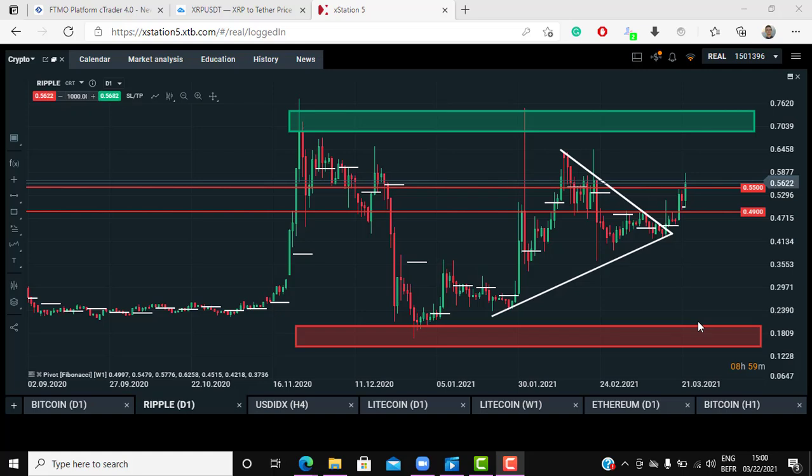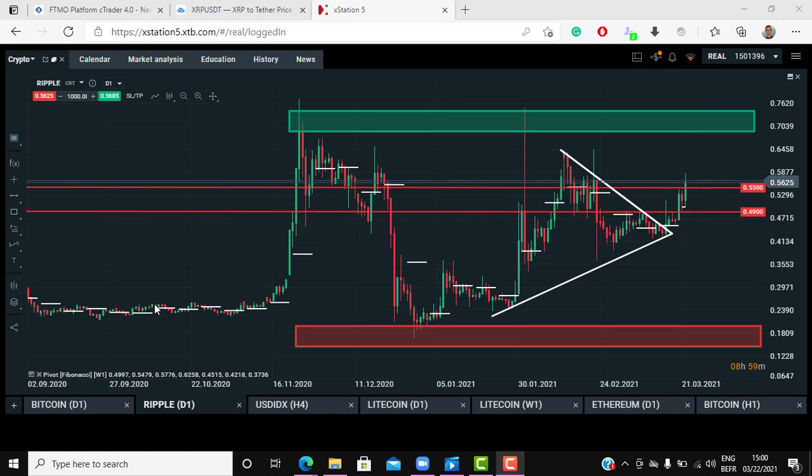Hello and welcome everyone. In today's episode we're going to be taking a look at XRP USD, which is Ripple quoted in US dollar. Now, Ripple is a very unusual crypto, very different to trade compared to the other cryptos.